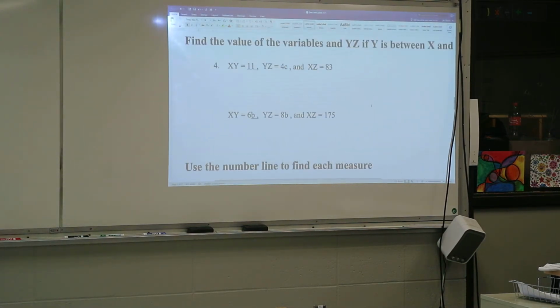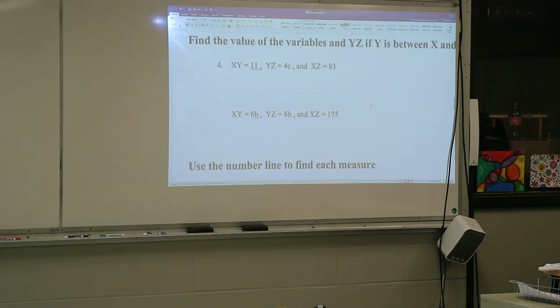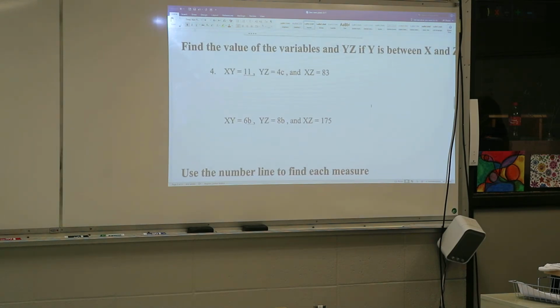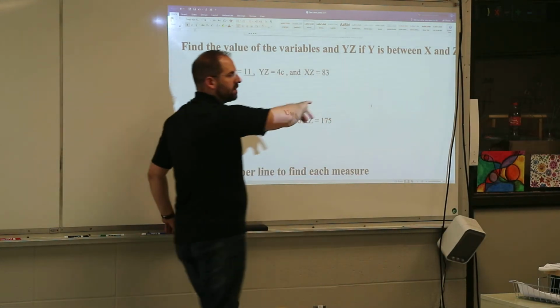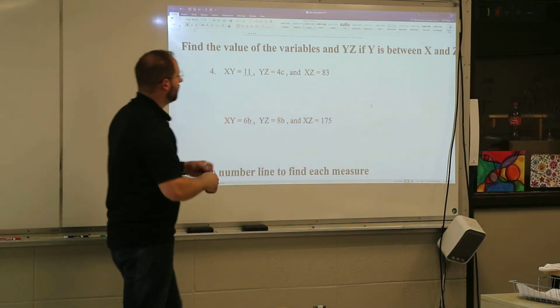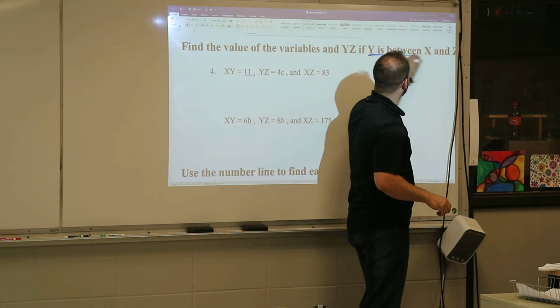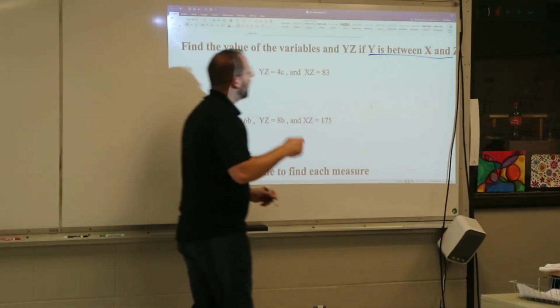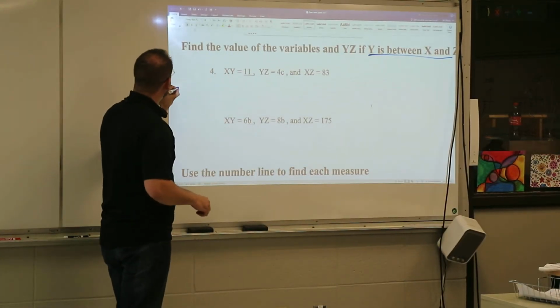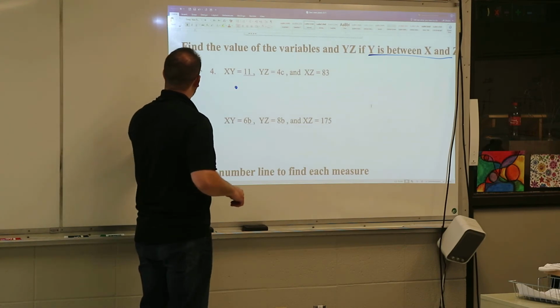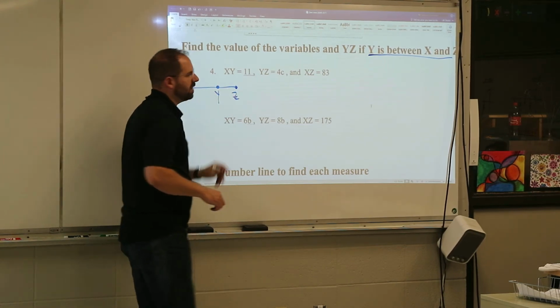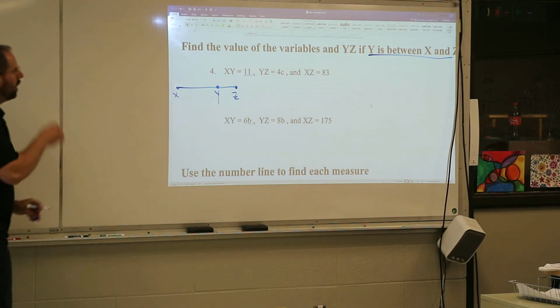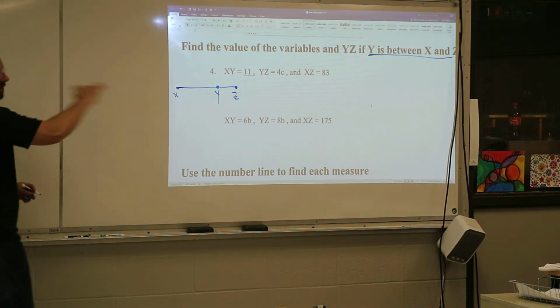Okay, number 4, correct? Let's do the top one. Now if you read the directions, it says that y is in between x and z. That's telling you how to draw. This part right here is my go-to, so I know how to draw. So y is in the middle. Here's x, here's z, and y is somewhere in the center. I don't know where.